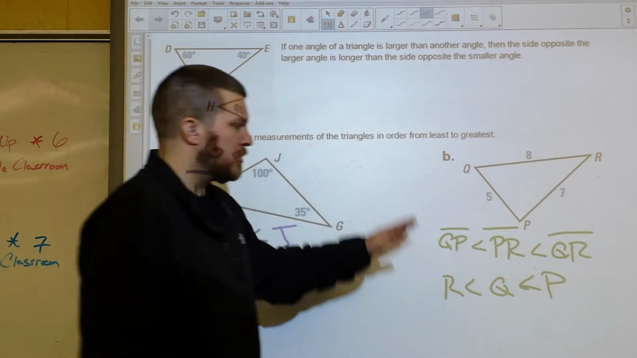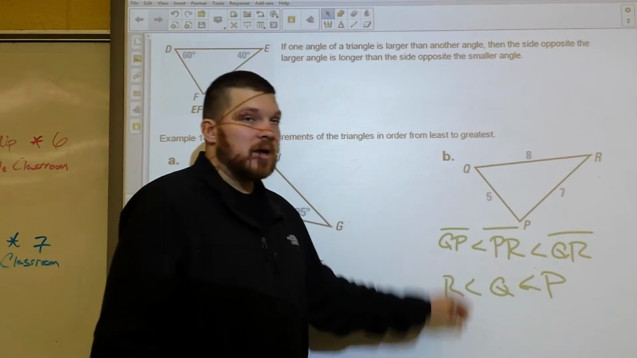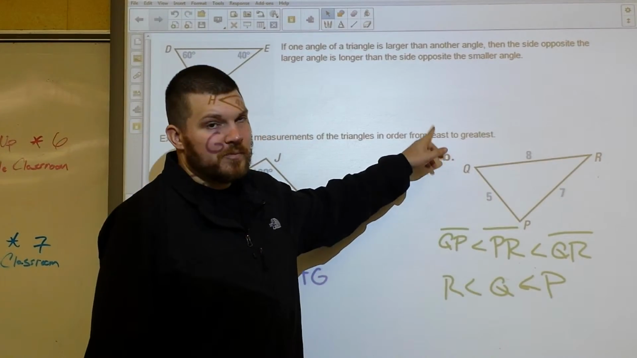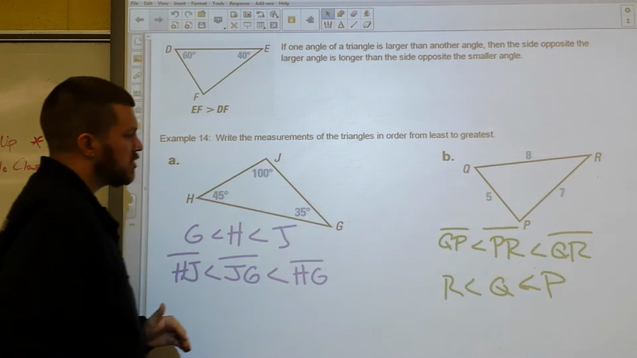And that's it. We wrote our sides from least to greatest and our angles from least to greatest. Again, the only real way you can get this type of problem wrong is if you don't pay attention to directions. Like if you did biggest to smallest instead of least to biggest, you're going to get it wrong. So pay attention to what you're asked to do.